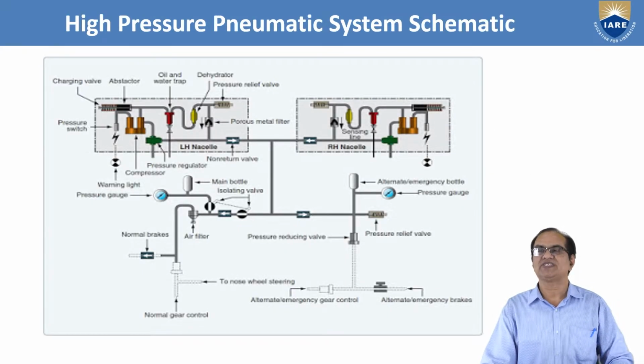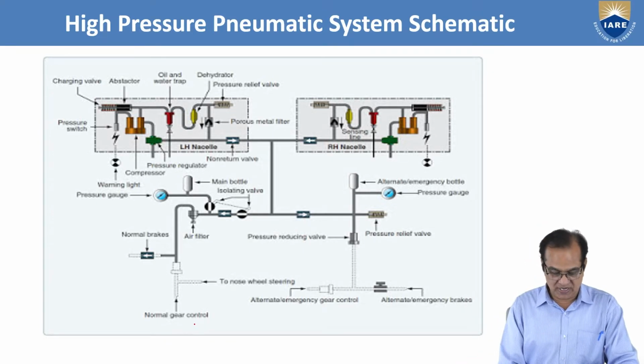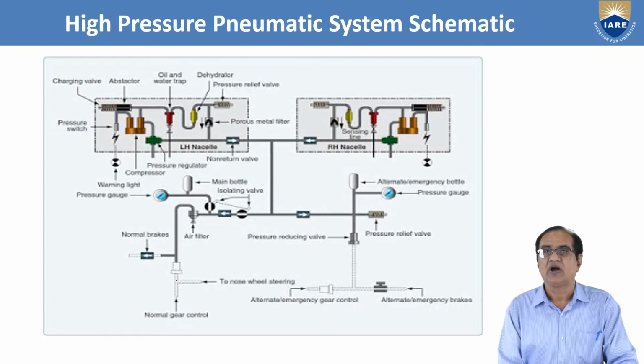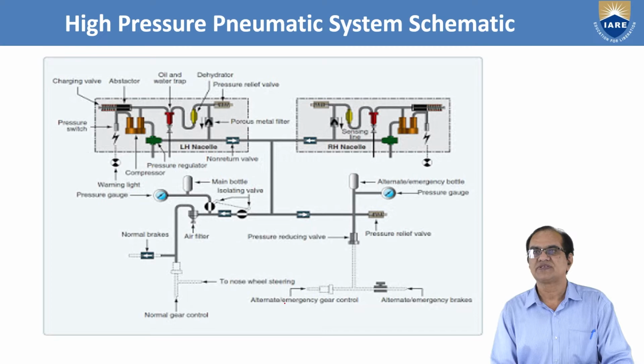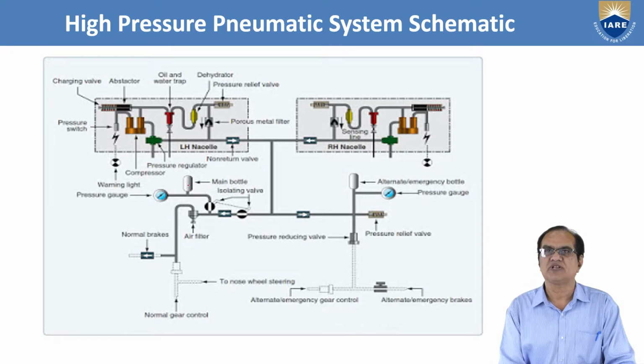Now high pressure pneumatic system schematic, I am showing here some system, and if you see here, starting from the normal gear operated connected here, this is a bottle here, one bottle here, and here is the pressure gauge. This is another bottle and here is also pressure gauge. Here we have the air filters. So it can be directly, it can go like this, then it will go from here.